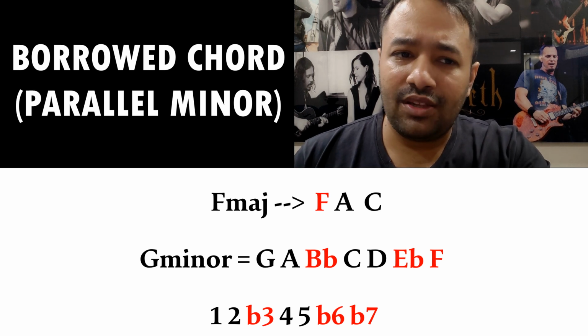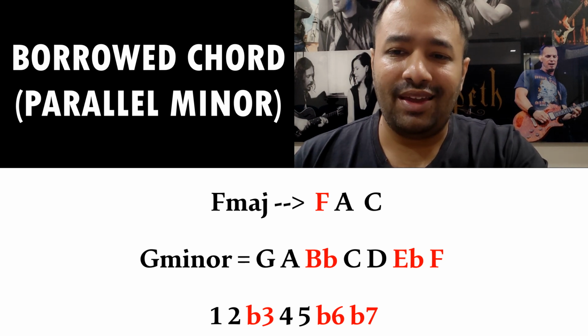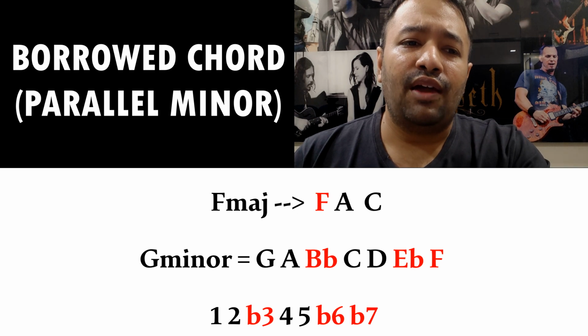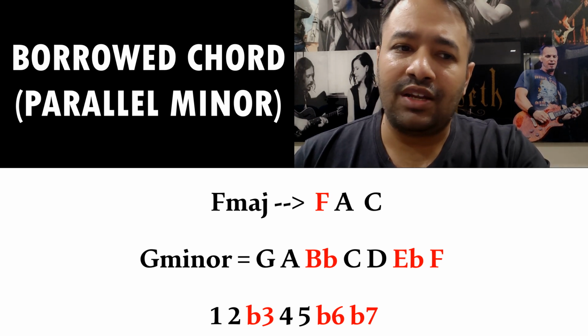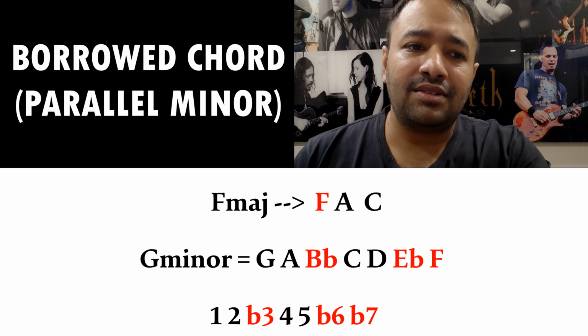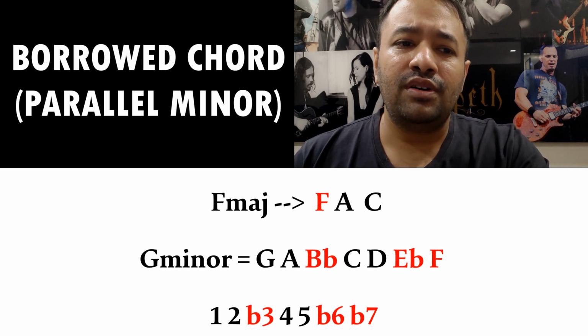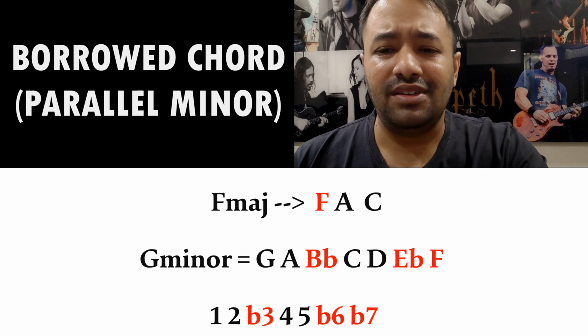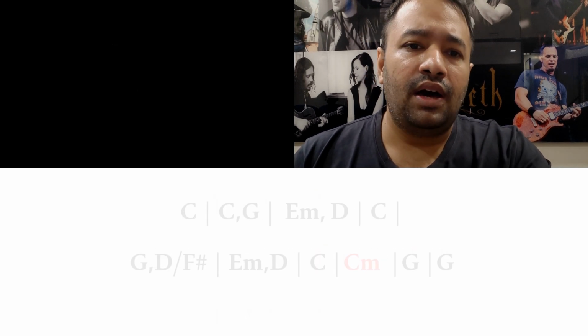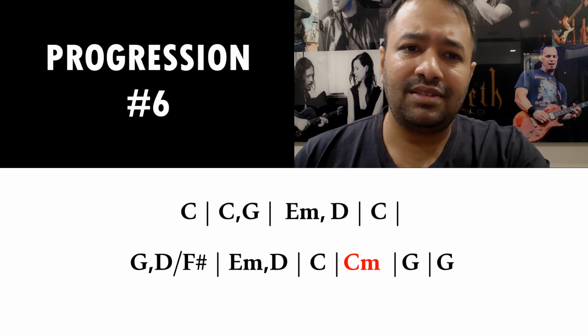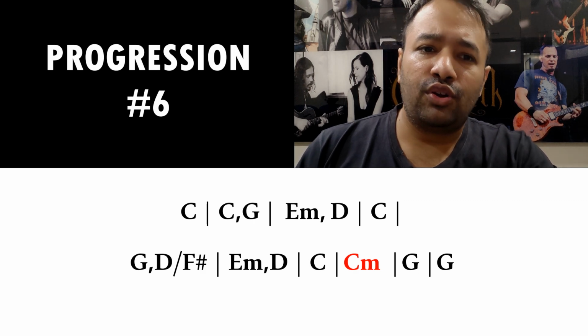So here again, if you look at the notes of the F major, we have F, A and the C note. And the F note, as we have looked at before, comes from the parallel minor, that is the G minor scale. So this F major can be analyzed as a borrowed chord from the G minor scale. Now coming to progression number 6, again it's written out on your screen.